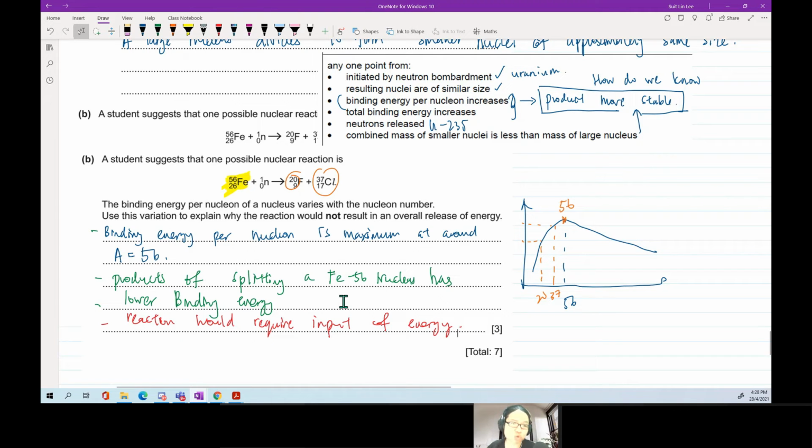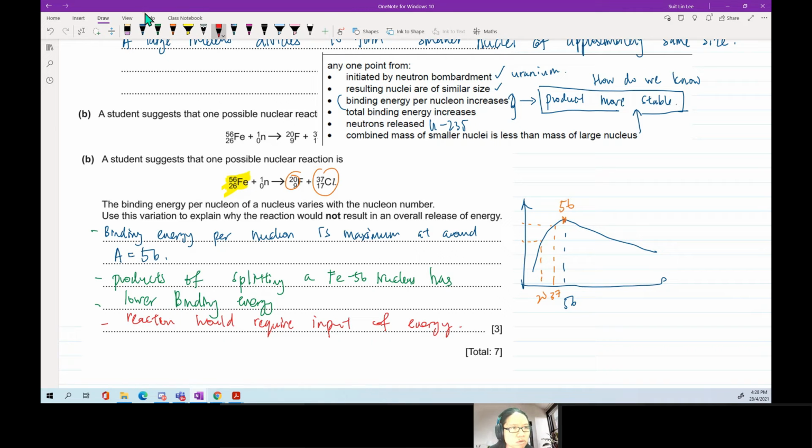So it's not like the uranium-235 where the decay is so random and we don't want to wait so long, so we just whack it with a neutron to make it happen. But when it happens, it will give out a lot of energy. So anything that goes away from stability will need you to put energy in. So the reaction will require some input of energy.